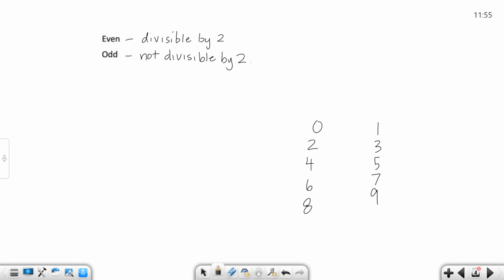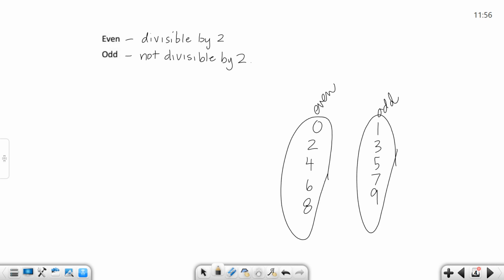That means it's odd. So all of these are called my odd numbers, and all of these are called my even numbers. And it doesn't matter what the preceding numbers look like. It's all based upon the end. So if the number ends with one of these, it's even. If it ends with one of these, it's odd.